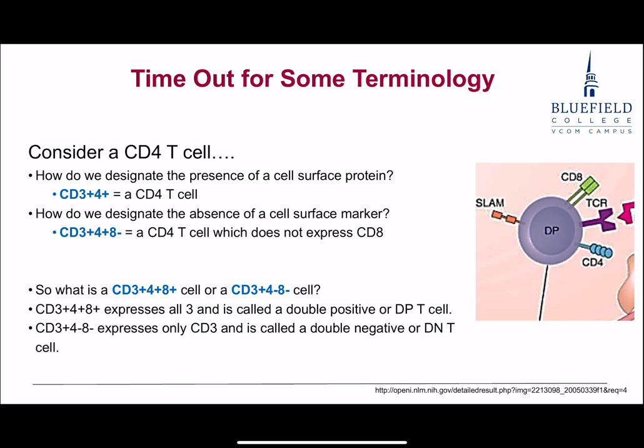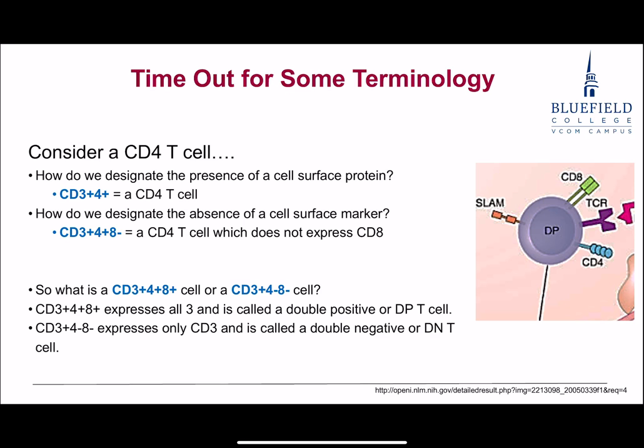So that's CD3 positive, 4 negative, 8 negative. We put the 4 negative and 8 negative just to say, yes, we know that it has the potential to express that, but it's not at this point in its life cycle. Flip side, double positive, it's expressing both 4 and 8, and that's how we would write it. All that makes sense?